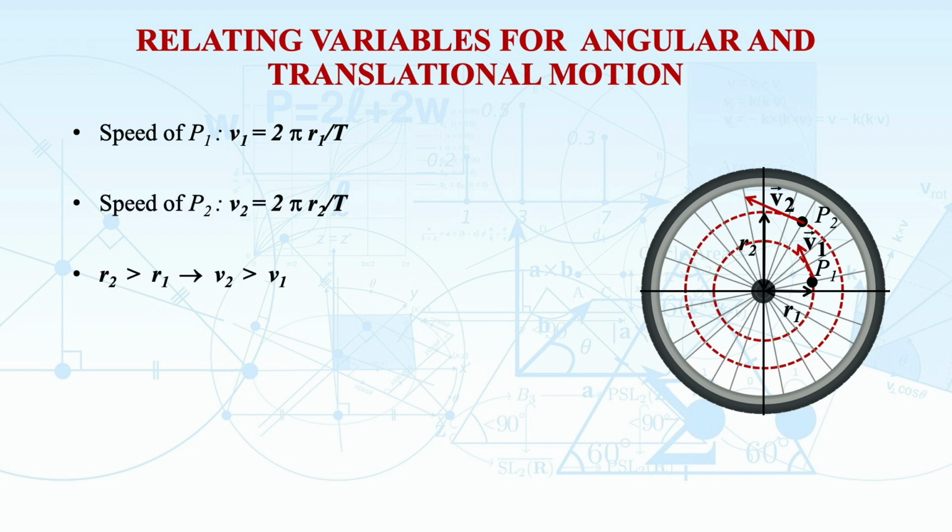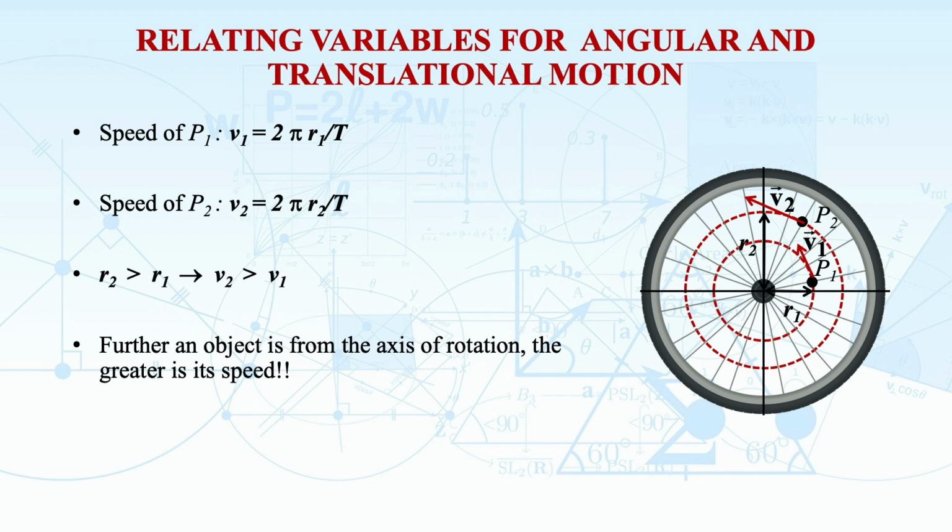But we know that R2 is greater than R1. P2 is moving in a larger circle than P1. So, what can we say? That because P2 covers a larger distance in the same time as P1, therefore, V2 must be greater than V1. So, what do you understand? That the further an object or a point is from the center or from the axis of rotation, the greater is its speed. This is not what we said about the angular speed. We know that P1 and P2 have the same angular speed, but you can see that because P2 covers a different distance from P1 in the same time, they have different translational speeds.